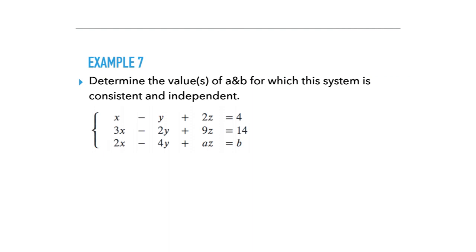In this example, we're given a system of 3 equations with 3 unknowns, along with a couple constants that we don't know, a and b, and we're asked to determine the value or the values of a and b for which this system is consistent and independent. Independent, I should point out, means that there is one and only one solution for x, y, and z that works. Pause the video and see if you can use Gauss's method to put this into echelon form. Once in echelon form, see if there's any insight that you can use to figure out which values of a and b make it both consistent and independent.